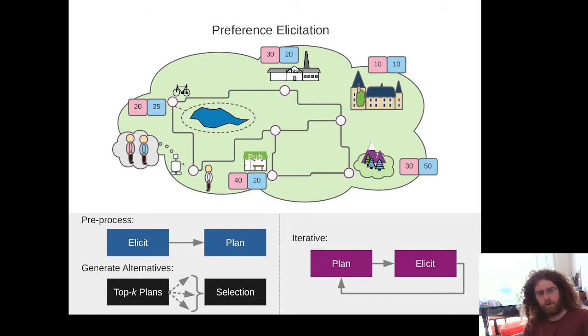This kind of problem has been looked at in planning typically as a pre-process, where you have a preference elicitation process in advance of planning. Another option is to generate a selection of plans and allow the user to select, or an iterative process where we plan, ask the user for feedback, constraints perhaps, and then plan again until the user is happy.